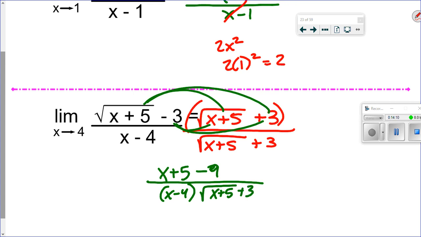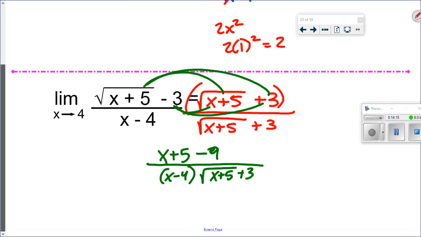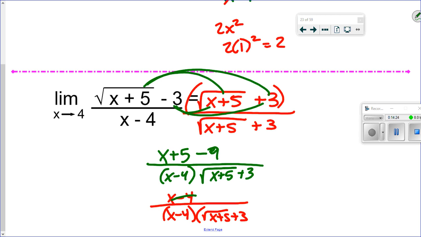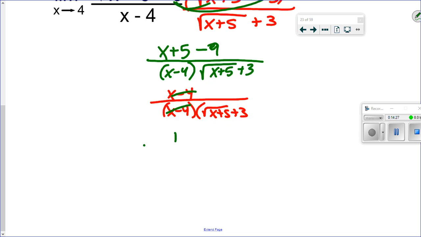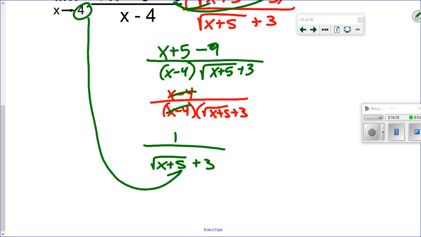So we know that 5 minus 9 is negative 4. So we have x minus 4 over x minus 4 times the square root of x plus 5 plus 3. So the minus 4's cancel. We have 1 over the square root of x plus 5 plus 3. And we have to plug 4 in because we have to evaluate the limit as x approaches 4. So 1 over the square root of 4 plus 5 plus 3 is 1 over 6.